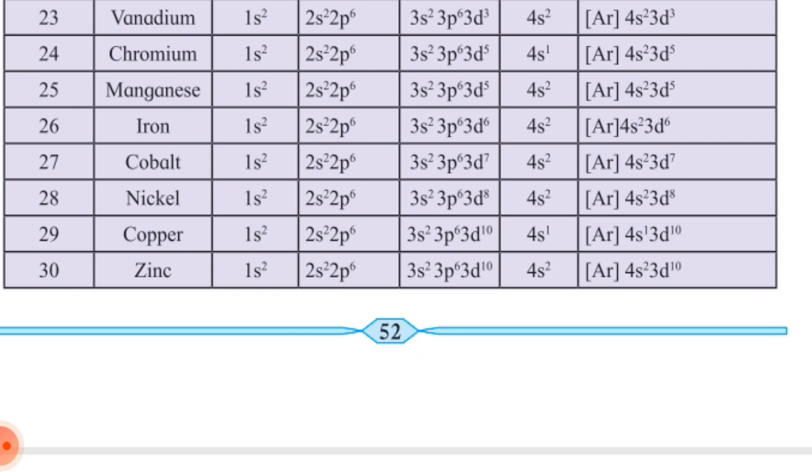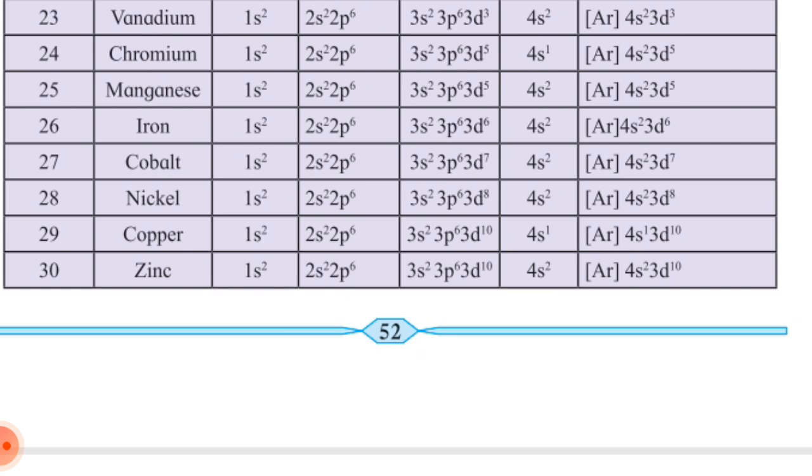24, chromium, 1s2 2s2 2p6 3s2 3p6 3d5 4s1, argon 4s1 3d5. 25, manganese, 3d5 4s2, argon 4s2 3d5. 26, iron, 1s2 2s2 2p6 3s2 3p6 3d6 4s2, argon 4s2 3d6.